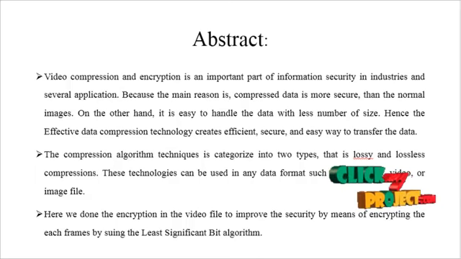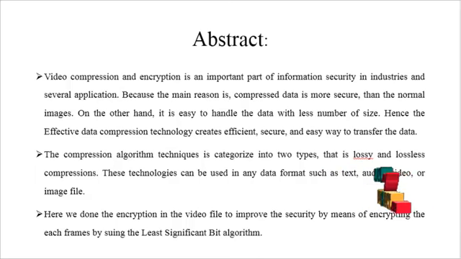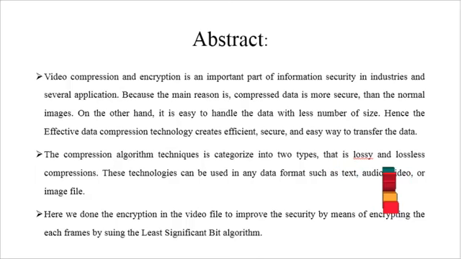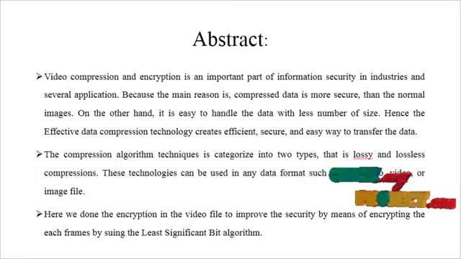Compression algorithms are categorized into two types: lossy compression and lossless compression. These techniques can be used on any data format, such as text files, video files, and image files. In this process, we use the video file format. Here we do the encryption in the video file to improve security by encrypting each frame using the least significant bit algorithm.